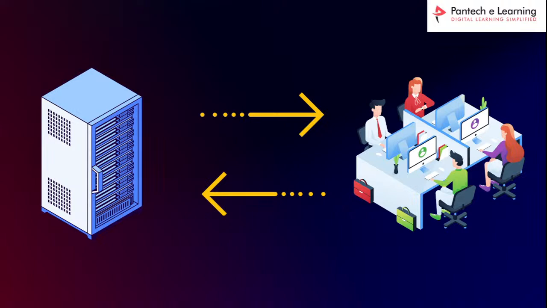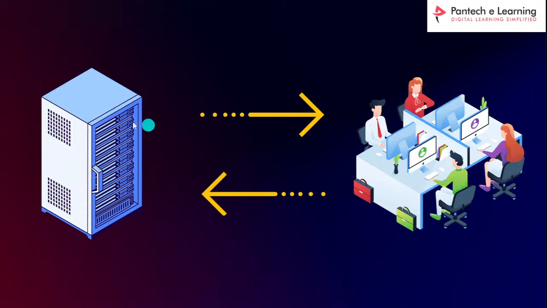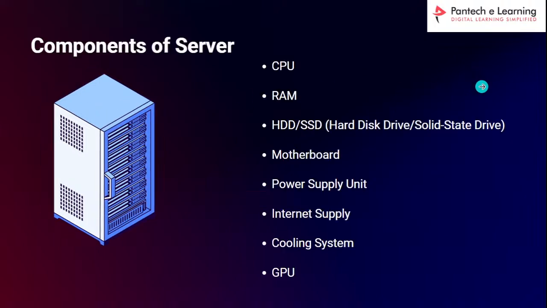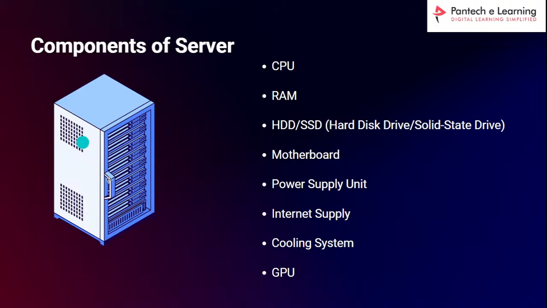To do all these things, we need something known as a server. Initially you are going with a physical server, which means in your office you are buying your server. These are the components of a server: you will have your CPU, RAM, HDD, SSD, motherboard, power supply, internet supply, cooling system, and GPU if required. So it's like a computer, a server for interaction with the client. You are going to deploy your application on this physical server you have in your office.